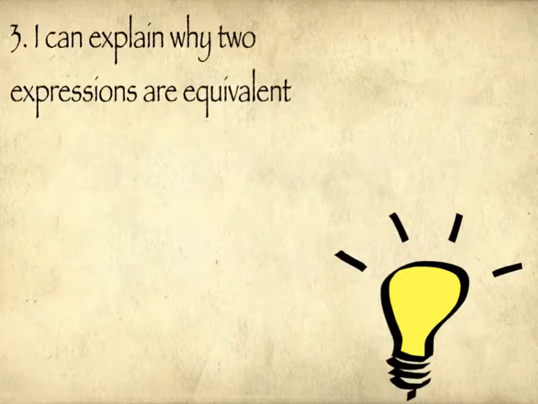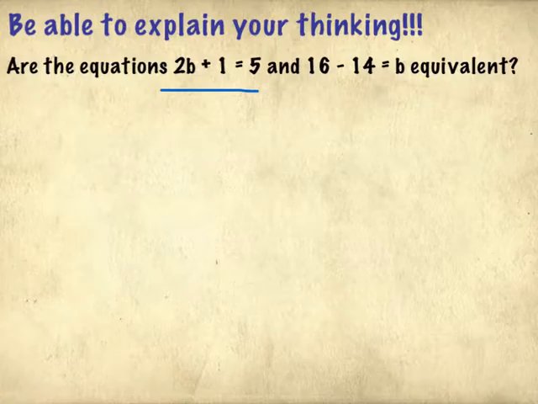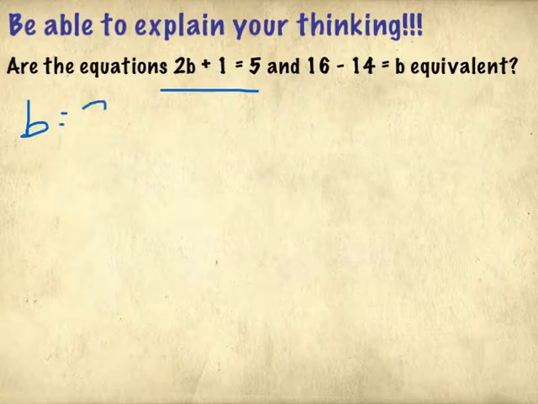And our final goal for today is to explain why two expressions are equivalent. So you already know about equivalent expressions, but what I want you to be able to do is explain. So are the equations 2b plus 1 equals 5 and 16 minus 14 equals b equivalent? Well, first of all, are they? So 2b plus 1 equals 5. 5 minus 1 is 4, so 2b must equal 4, which means b must equal 2. Because 2 times 2 is 4, plus 1 is 5.